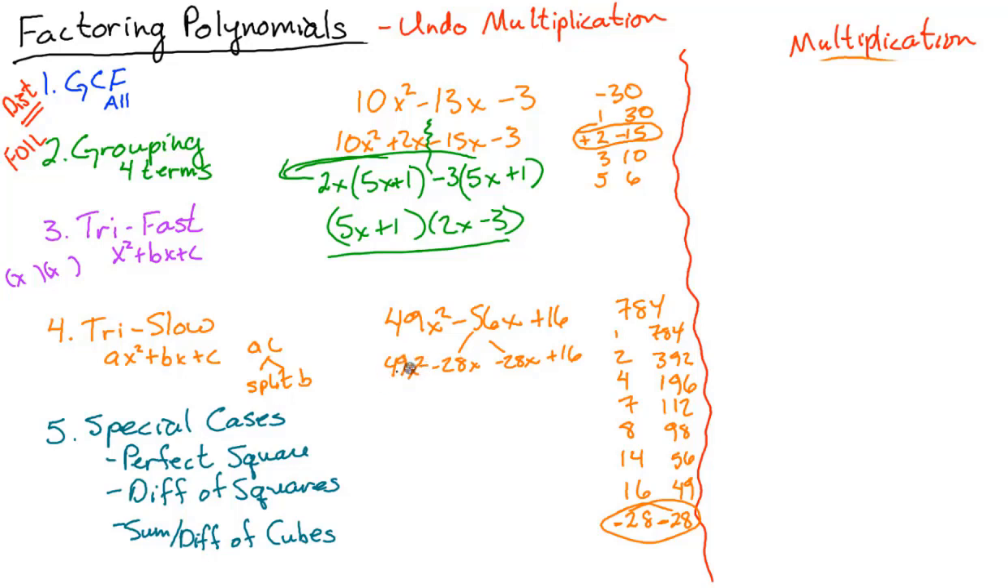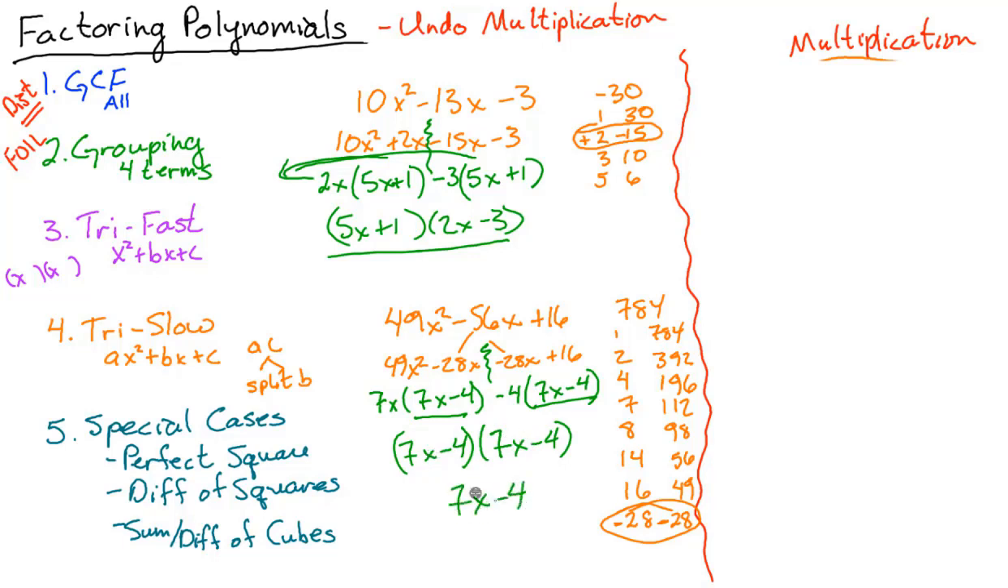49x squared. All right, let's chop that in half. We're doing grouping now. So, what can we pull out of this? A 7x, and we're left with 7x minus 4. And over here, we pull out a minus 4, and we're left with 7x minus 4. And we get, hey, look at this. We're going to pull out a 7x minus 4, and we're left with 7x minus 4. That's the same thing. We could write that down as 7x minus 4 all together squared.